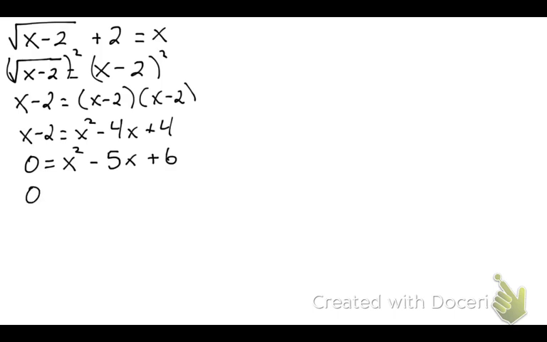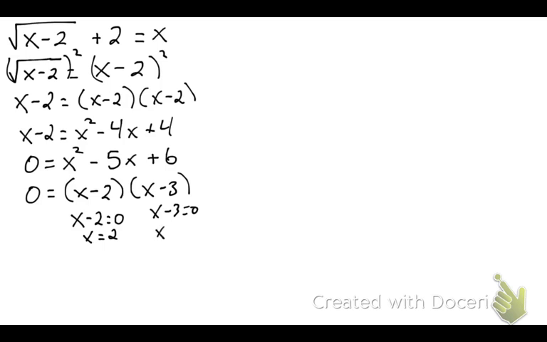This will factor. You could use the AC method. Some of you can see how this is going to factor. But however you factor this, this is going to factor into x minus 2 times x minus 3. Which means that x minus 2 could equal 0, or x could equal 2. Means that x minus 3 could equal 0, or x could equal 3.